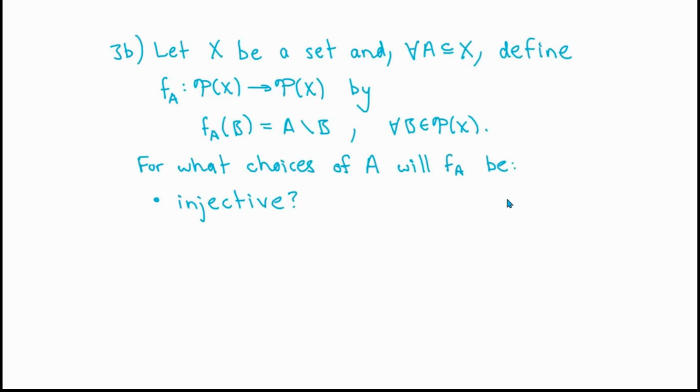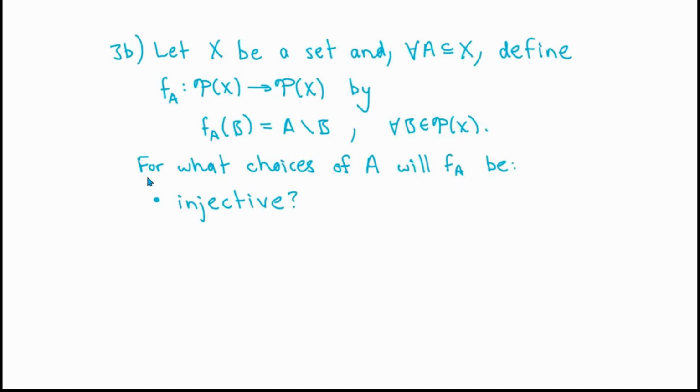It's important here to realize 2 things. The first is that in the statement of this question, you don't have any control over what the set X is. All that you know about it is that it's some set. The second thing to realize is that each one of the functions f sub A depends on the choice of A. For some choices of subsets A, this function may turn out to be injective, and for other choices of the set A, it may not.